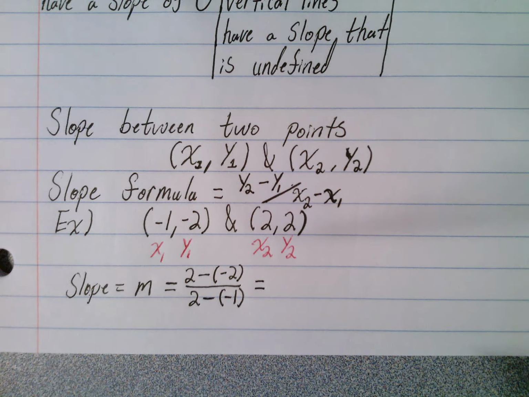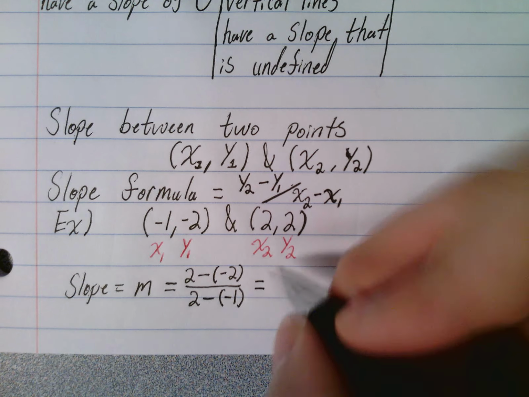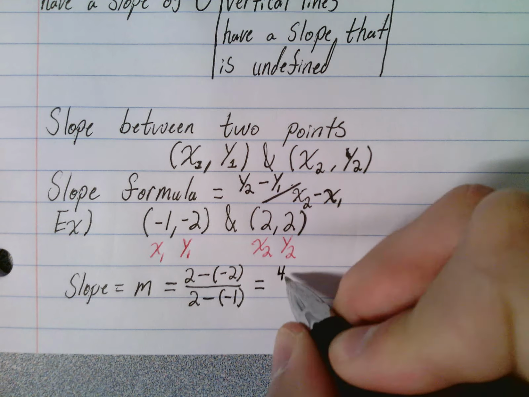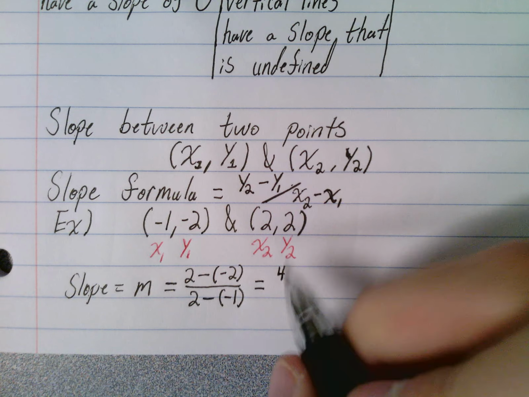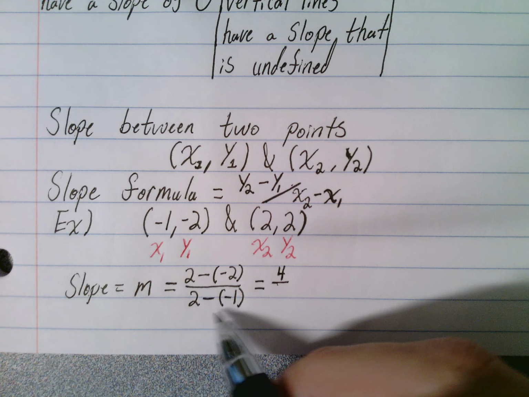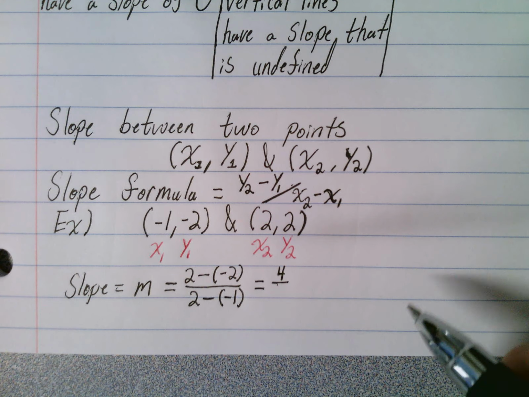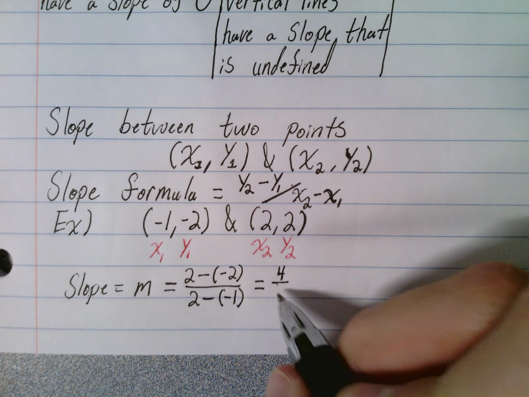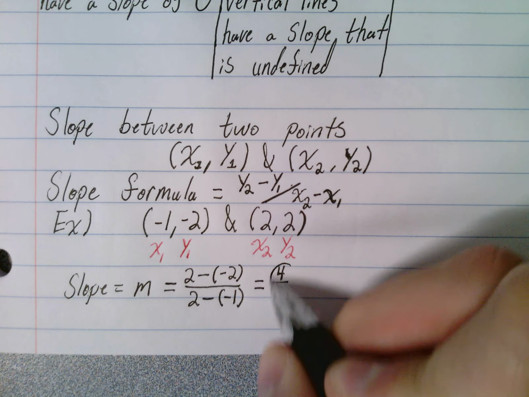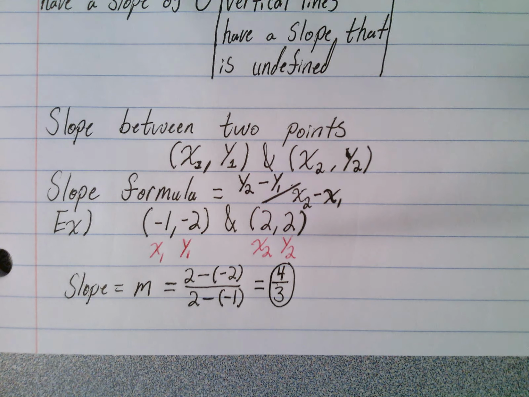And then we just simplify. What's 2 minus -2? 4. Good. When I subtract a negative, it becomes addition. So when I subtract the negative here, what's 2 minus negative 1? 3. Isn't that what we wanted from our graph above? 4 over 3? Yeah, that's exactly it. So we know that that one's right because we also checked it with a graph.